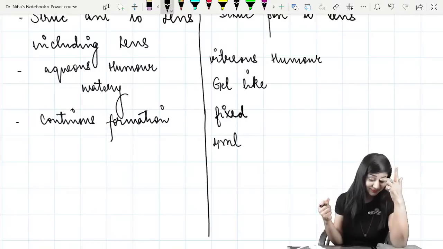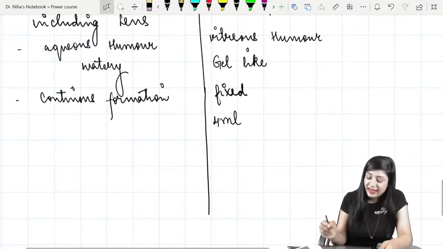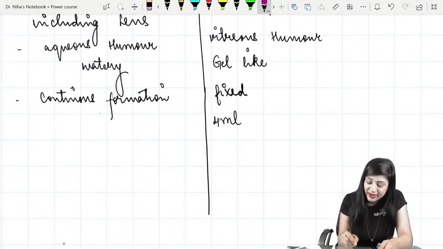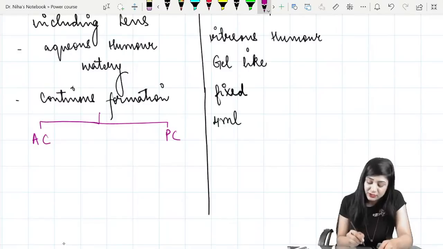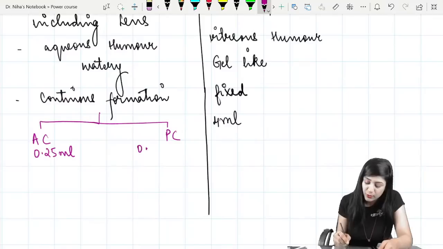Okay, then aqueous humor. Aqueous humor can be divided into two parts: the anterior chamber and the posterior chamber. How much is in the anterior chamber? It is 0.25 ml. The posterior chamber has 0.06 ml.